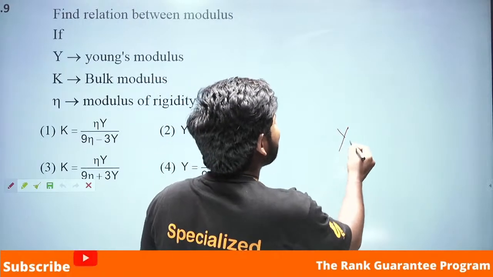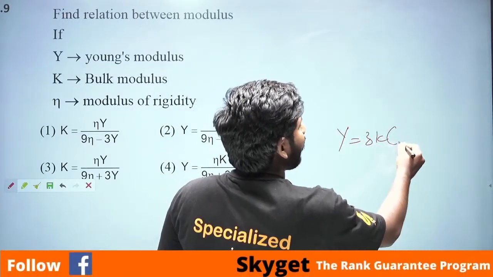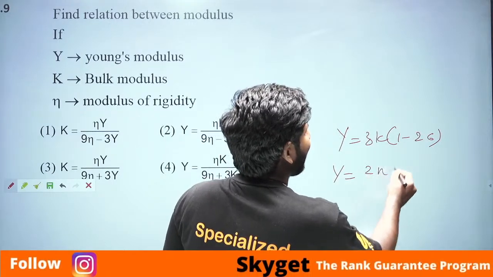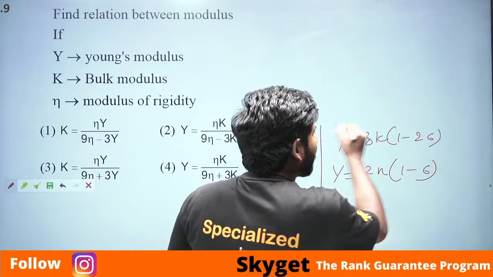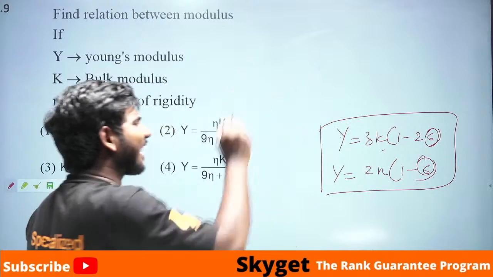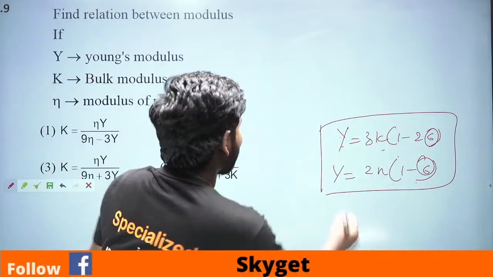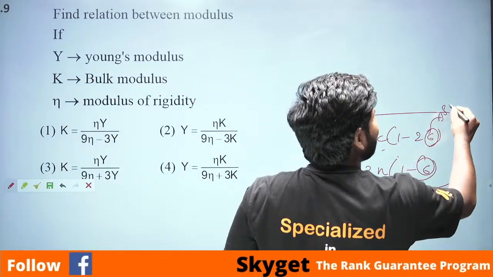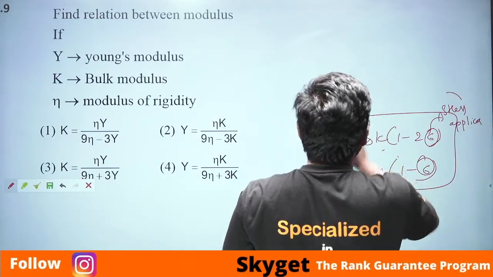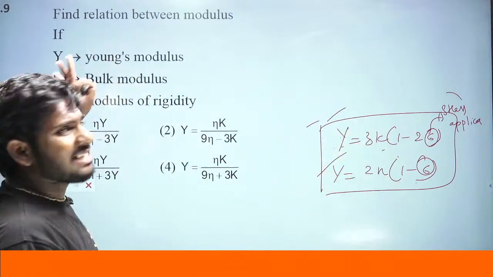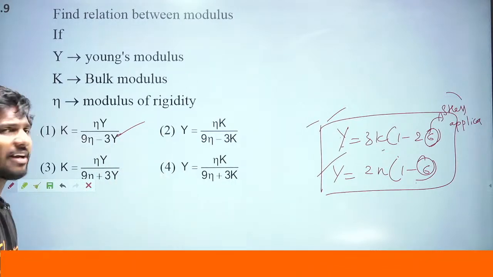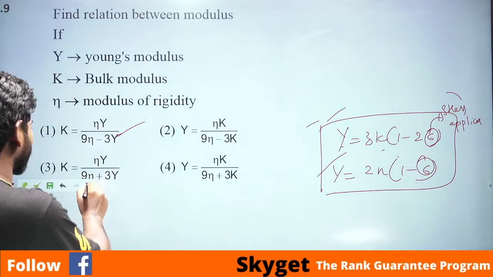So what is that? The relations are Y is equal to 3K into (1 minus 2 sigma) and Y is equal to 2 eta into (1 plus sigma). If you apply these two equations, students, and eliminate sigma from the equations, you will get the relation between Y and K. If you remember these two equations and eliminate sigma, you will get the answer, students. That is eta Y by (9 eta minus 3Y).